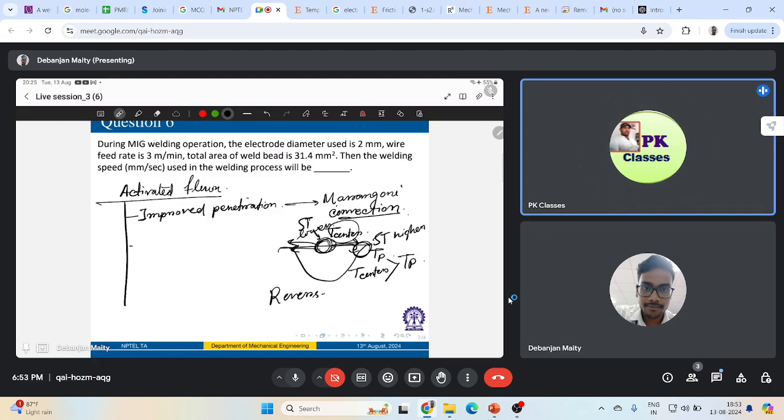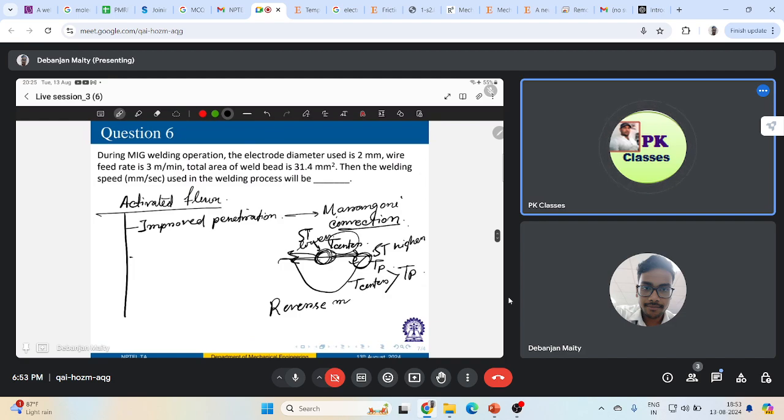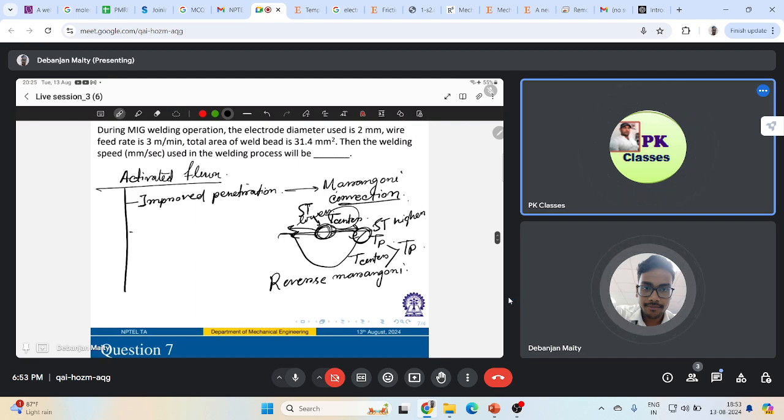Sir, does it also change the direction of flow of molten metal from center to lower surface tension? That's what I was talking.